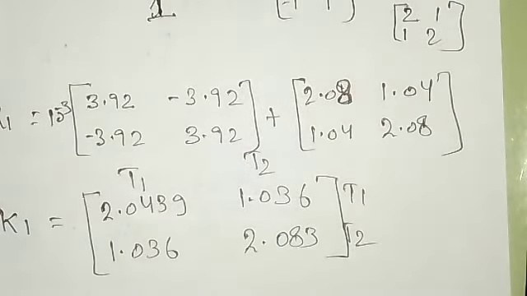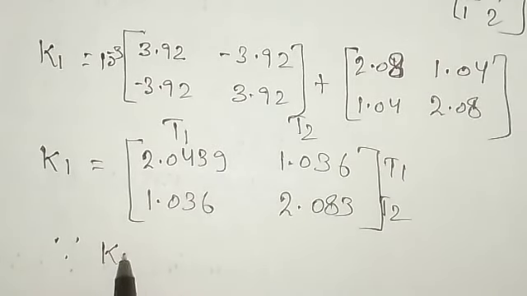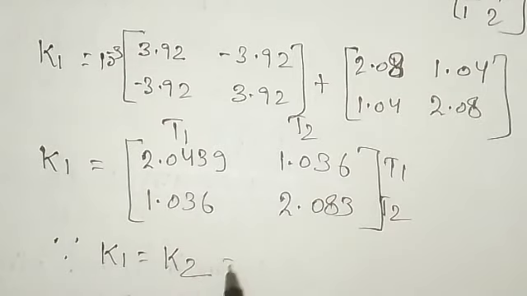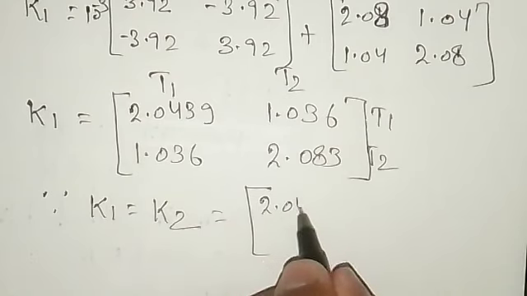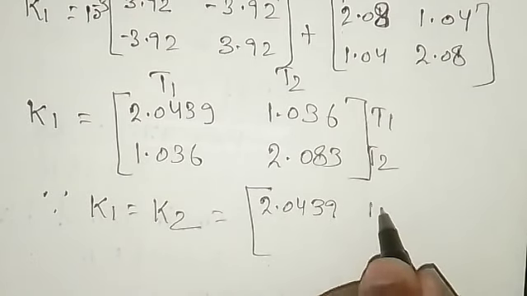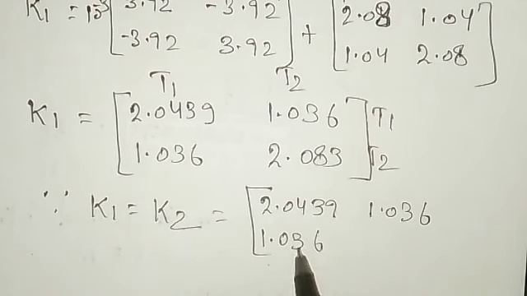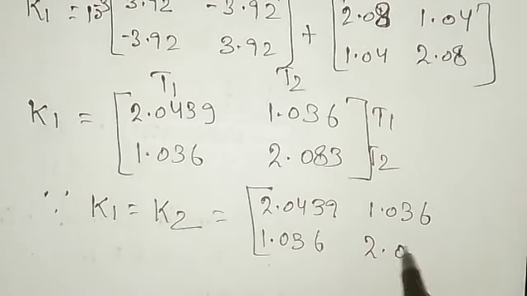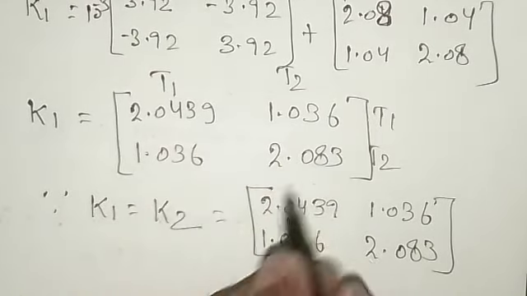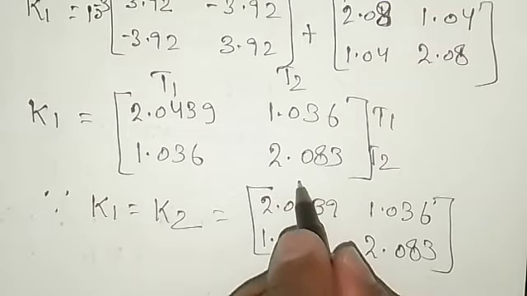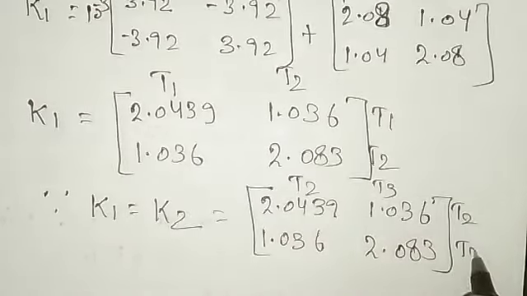So you can say here that K1 is equal to K2 is equal to this, that is 2.0439, 1.036 and 1.036, 2.083, right? So this is what you have at T1, T2, and this element 2 is connected between T2 and T3, and this is the T2 and T3, right?